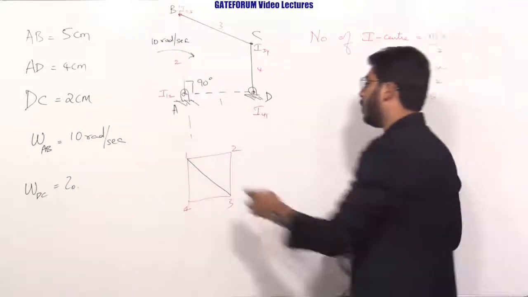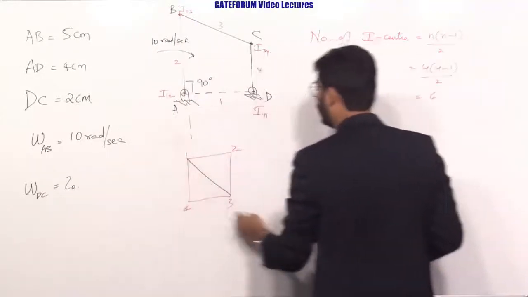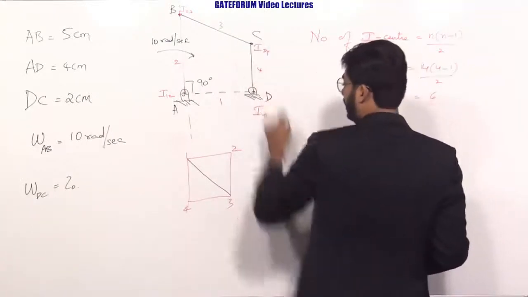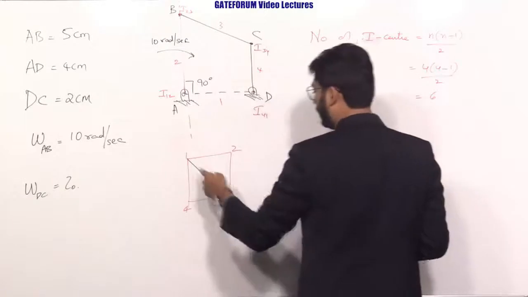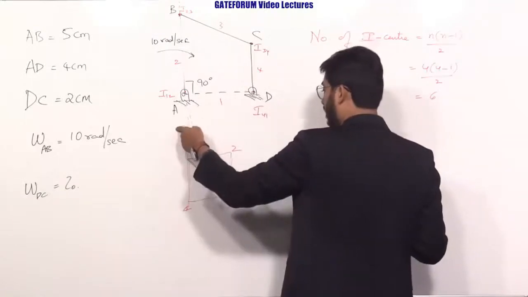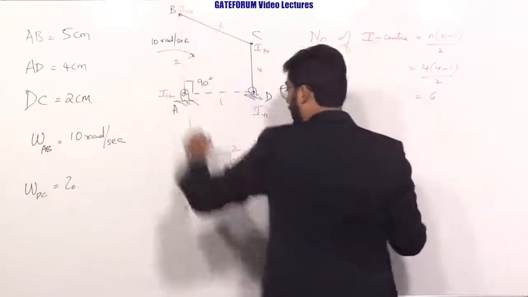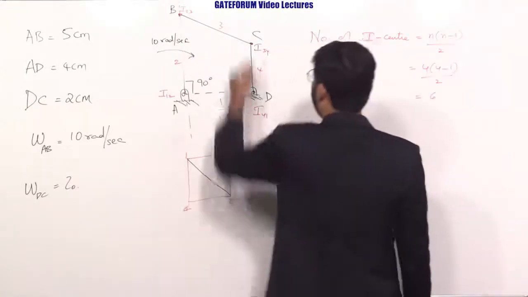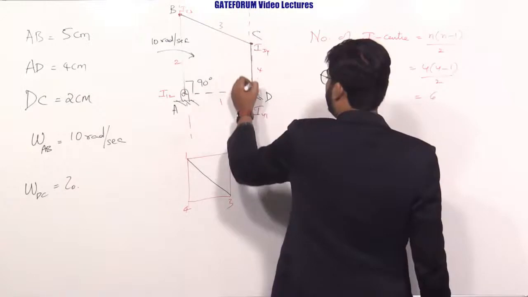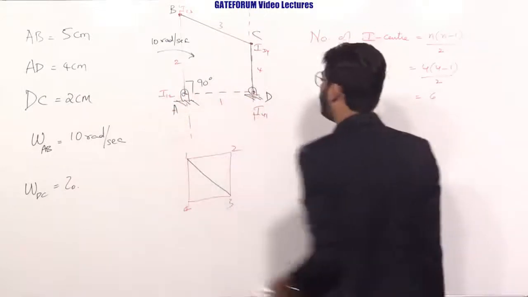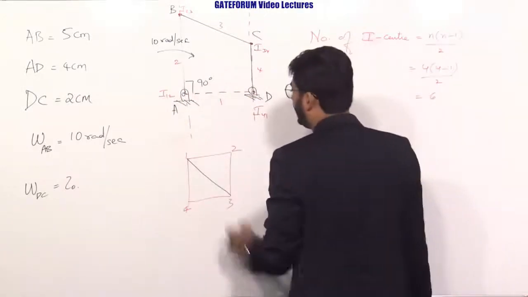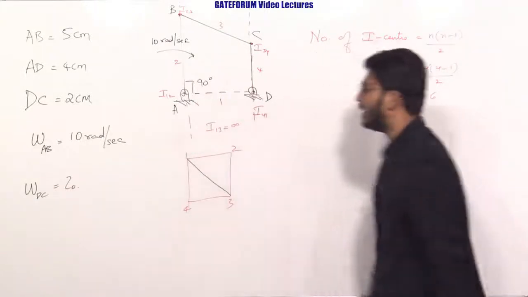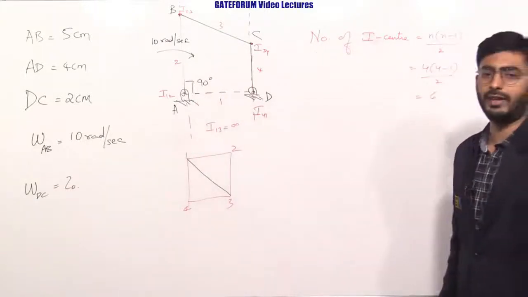Next, I13 should also be collinear with I14 and I34. So I13 lies at the intersection of the line through I12 and I23 and the line through I14 and I34. These two lines are parallel, so they will not intersect. Definitely I13 will be at infinity.